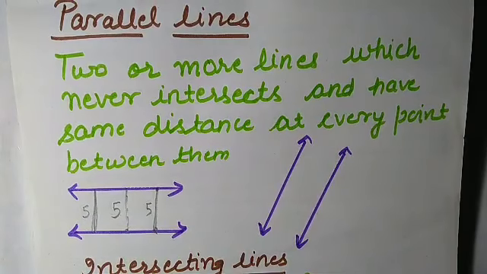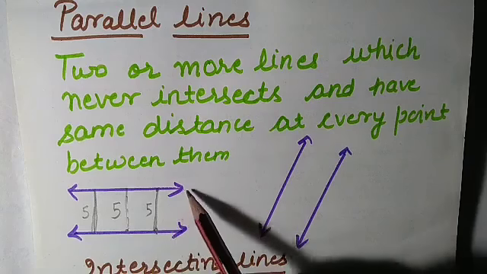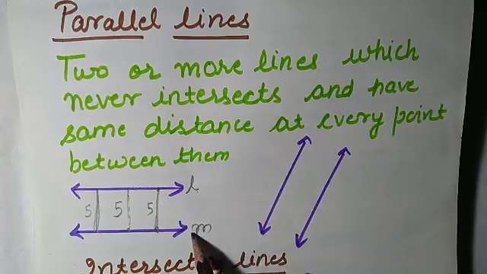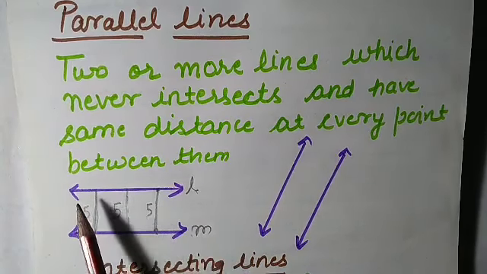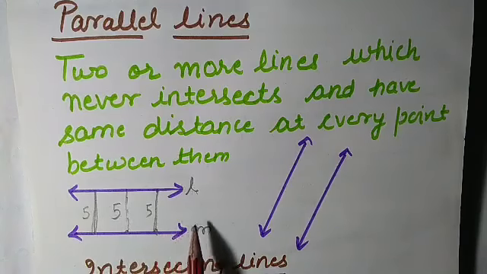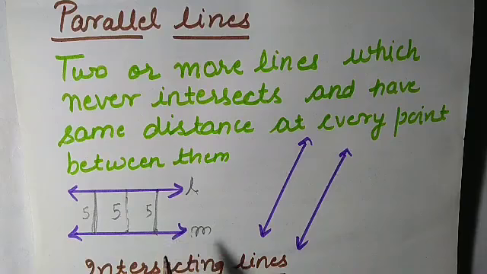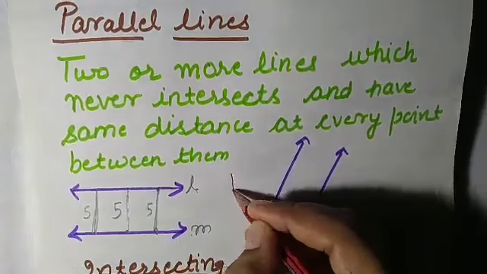Okay, so parallel lines are the lines drawn in a plane if they don't have any common point, or you can say they do not meet. In these figures, if I am naming the lines L and M, L and M have no point in common, or you can say they will never meet or intersect. So these lines are parallel, and this is the symbol of parallel.